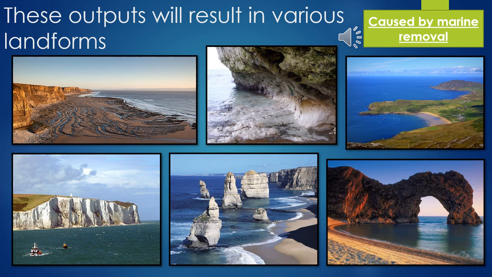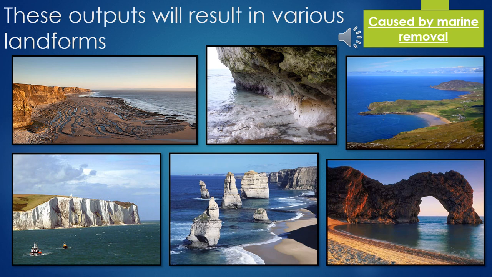In the top left, you're probably saying this in your head, you know exactly what this is. It is a wave cut platform. So a wave cut platform is basically a scar of where the cliff used to be. It's kind of like a tree stump. When you cut down a tree, you're left with a tree stump. When a cliff collapses, you're left with a wave cut platform. So that's formed when cliffs collapse and the material is carried away.